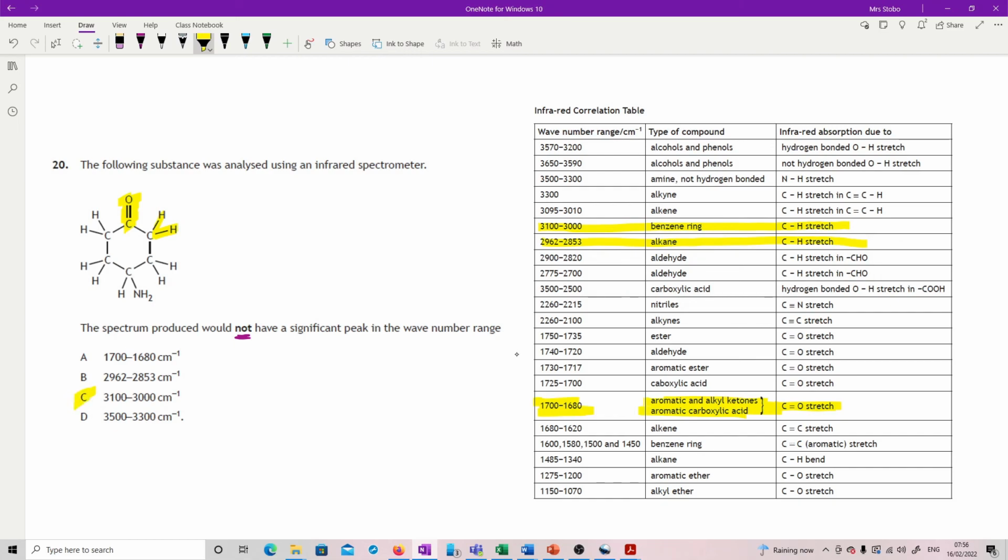And just to check with D, are we going carboxylic acid? No, that's not right. 3500 to 3300. There we go. Amine, NH2 stretch. So that's good. Let me just get rid of that wrong bit. Okay. Yeah, that's it. It's not a benzene ring, so you're not going to have a benzene C-H stretch. And that's the part.